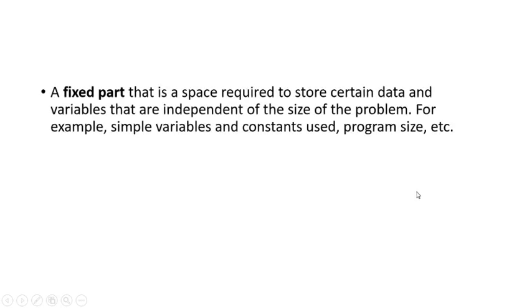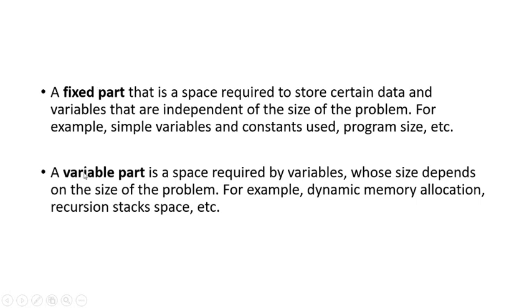Okay, in this, two things are there. Space complexity, as we have discussed, has two parts: one is constant, another one is variable. So the fixed part and the variable part are very important, and these two can be applied in the space complexity. A fixed part is the space required to store certain data and variables that are independent of the size of a problem. For example, simple variables and constants, program size, etc.